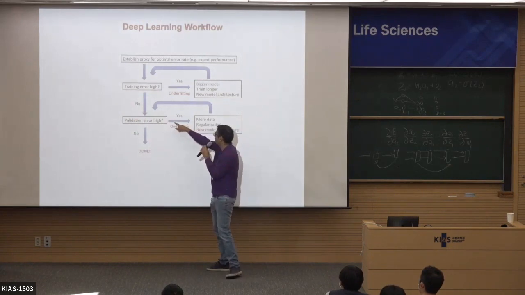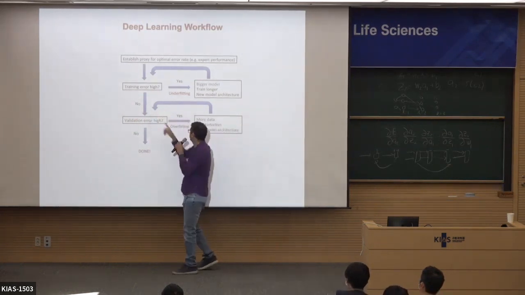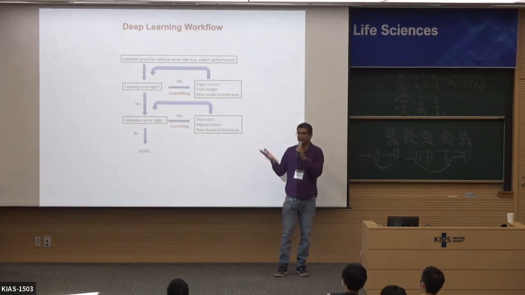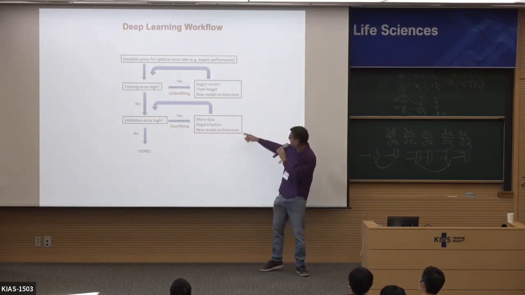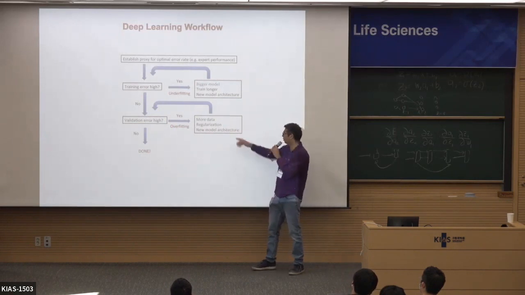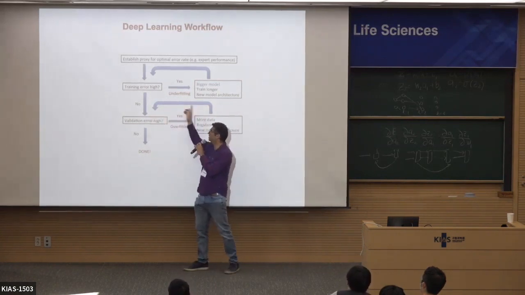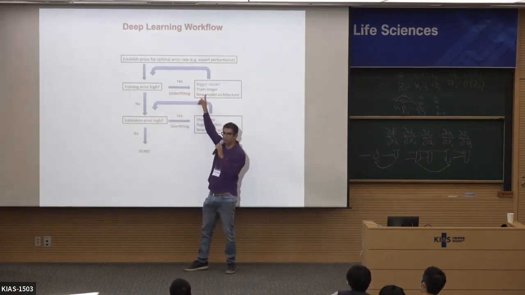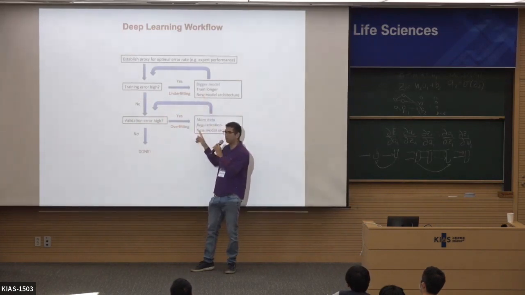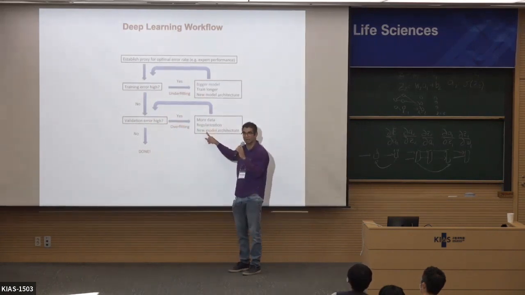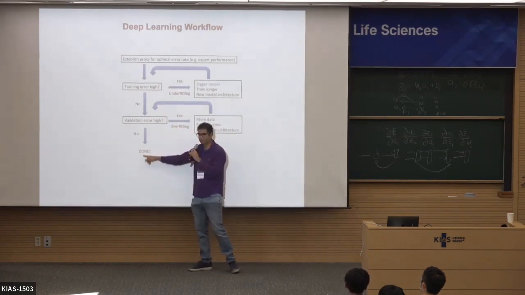So now if the validation error is high, but the training error is low, that means you're overfitting, right? You're fitting weird things in the training data set that are not generalizable. So that means you have to regularize more, or you need more data, or you need a new model architecture or something, and you need to keep on going here, right? So this is basically your model's not expressive enough. This is your model overfitting, so you have to regularize. This is basically a mismatch between the training and test error. And then if that's done, then you're done, right?